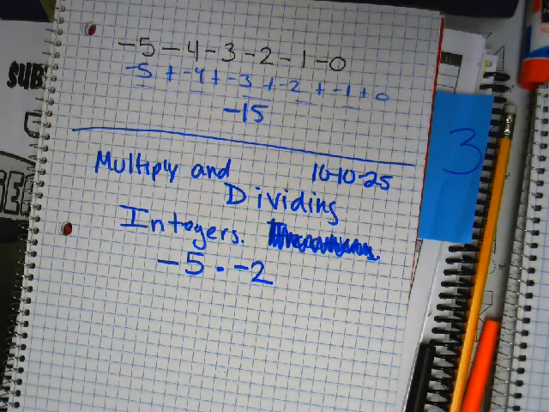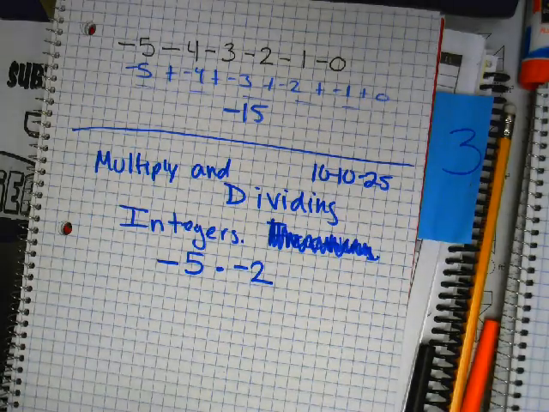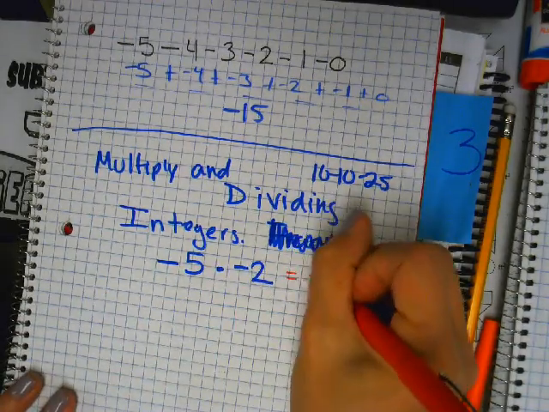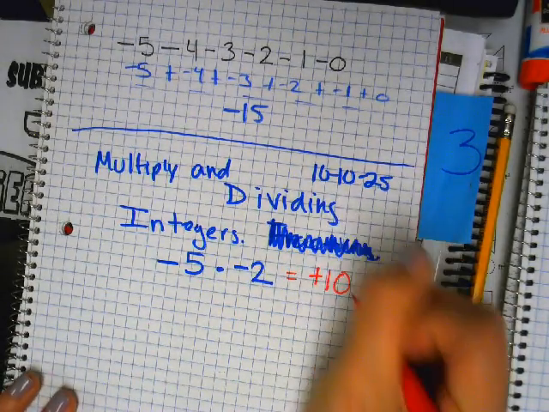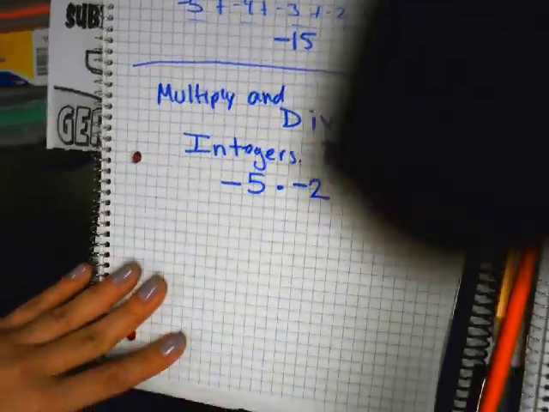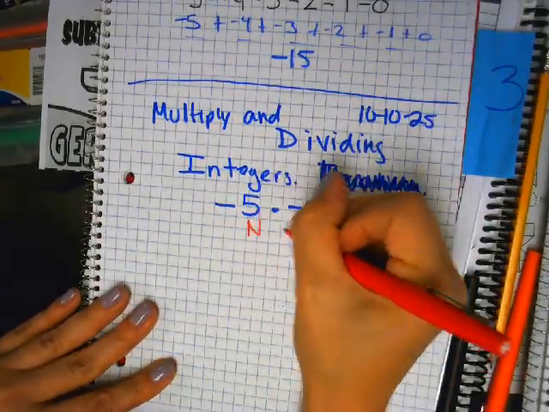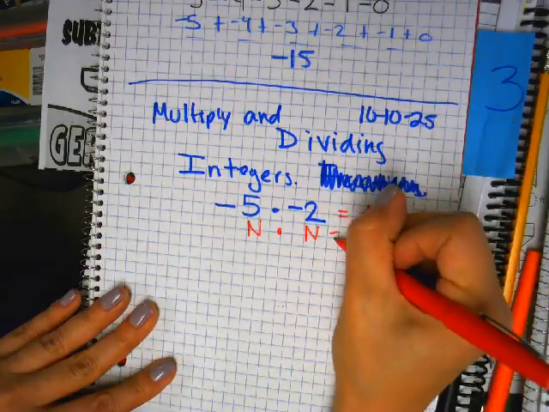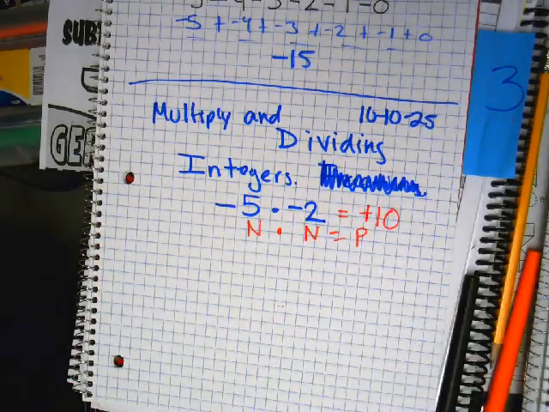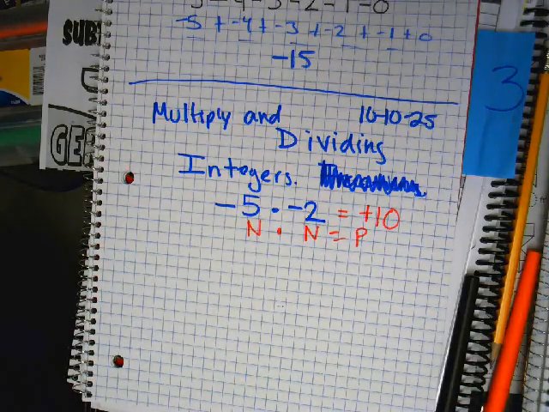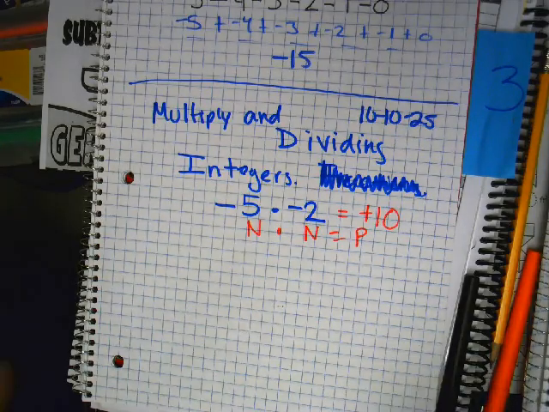Okay? So, here's your rules. This is equal to positive 10. A negative times a negative is actually going to give you a positive. Now, if we were adding them, it would be a totally different story. But here, we're multiplying. So here's the rules.